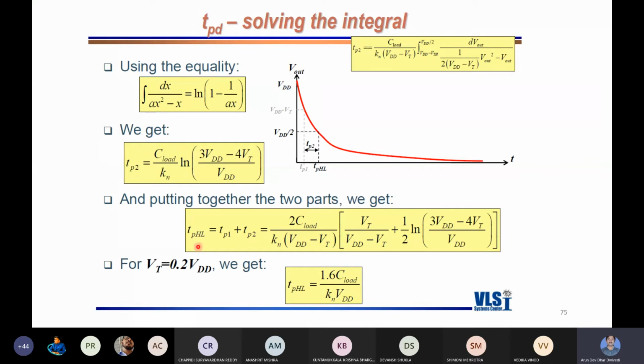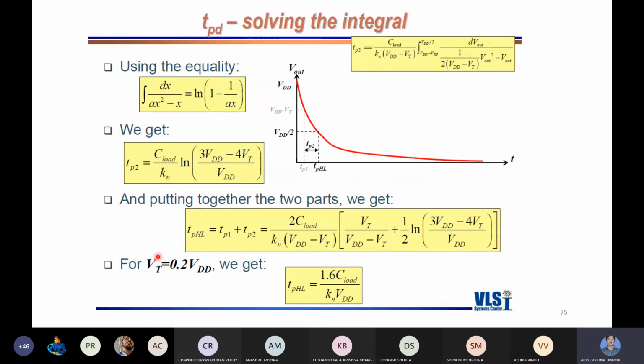And so the delay time when the output is switching from high to low, TPHL, is TP1 plus TP2, which is exactly 2 C load by Kn times VDD minus VT, and then inside, VT by VDD minus VT plus half ln of 3 VDD minus 4 VT by VDD. So this is the equation which is coming.